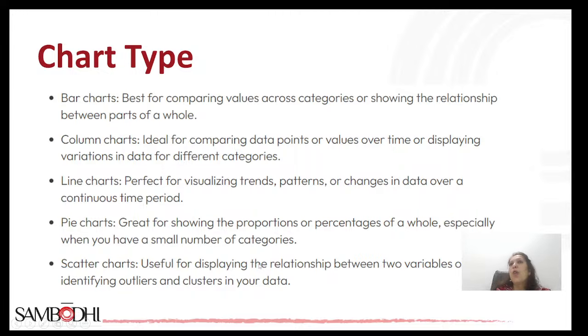Pie charts are for performance, proportions, percentages, part to whole. And scatter is for displaying two variables, maybe for identifying outliers or clusters in your data. So see, the basic remains the same, whether you are plotting the chart in pandas or you are plotting the chart in Excel.